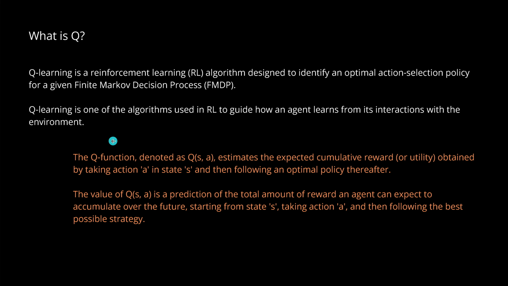And the Q-function, now this famous Q-function is simply denoted here as Q, depending on S and A, estimates the expected cumulative reward, also called the utility, obtained by taking an action A, for action, in a state S, for state, and then following an optimal policy thereafter. So the value now of this function at a specific parameter set is a prediction of the total amount of reward an agent can expect to accumulate over the future, starting from a state S, taking action A, and then following the best possible strategy. So now you see exactly where Q-learning is located.